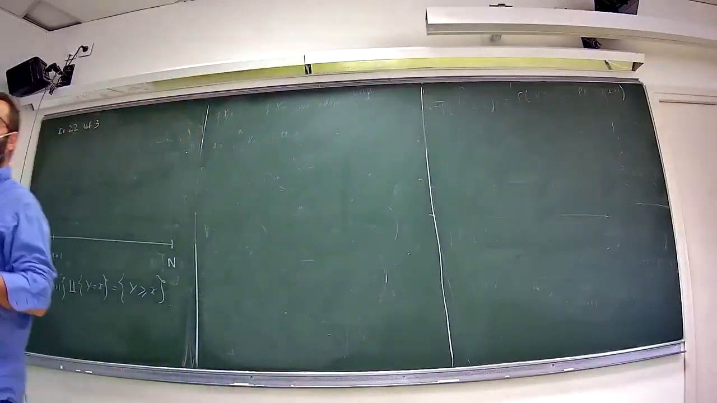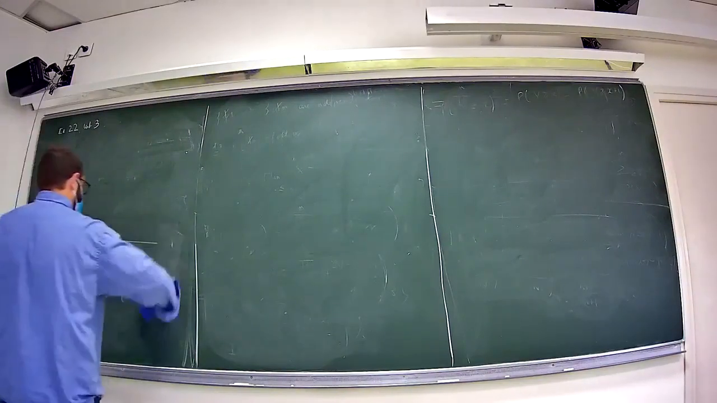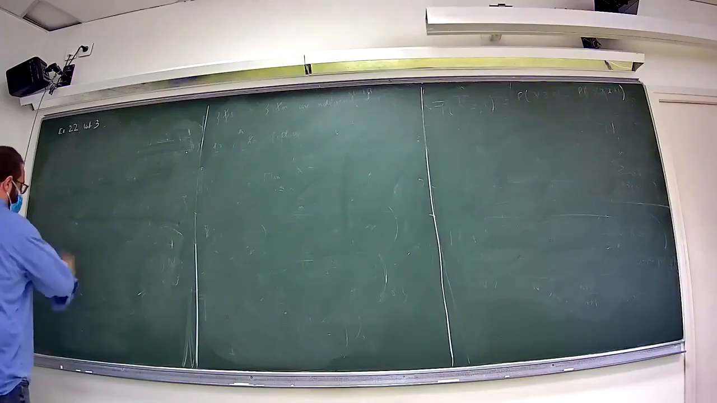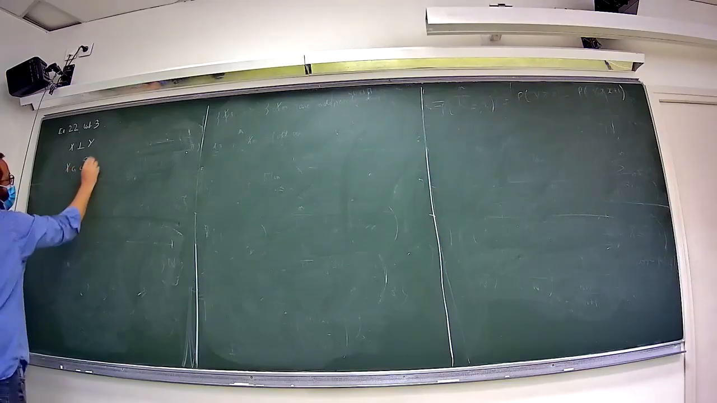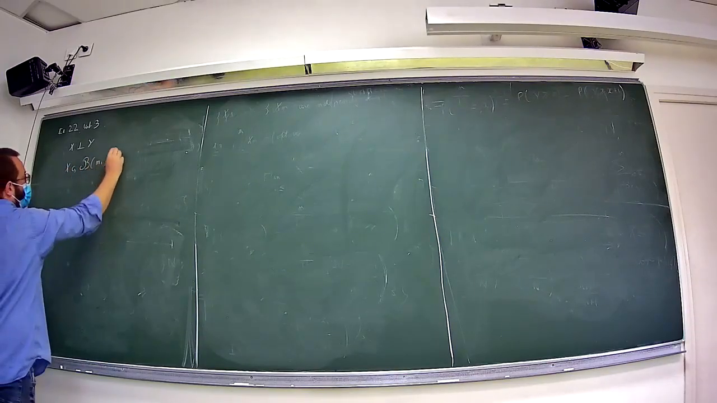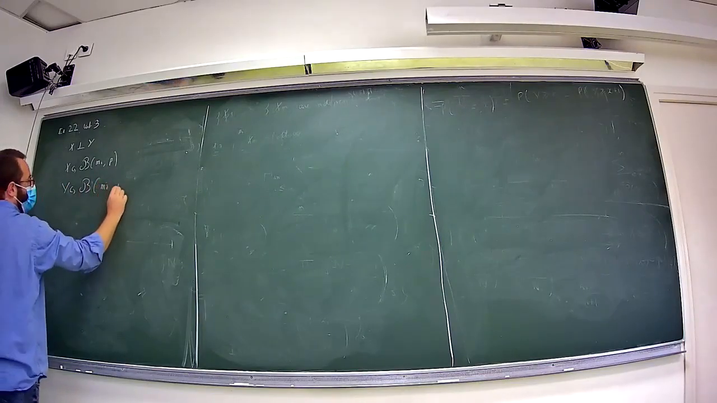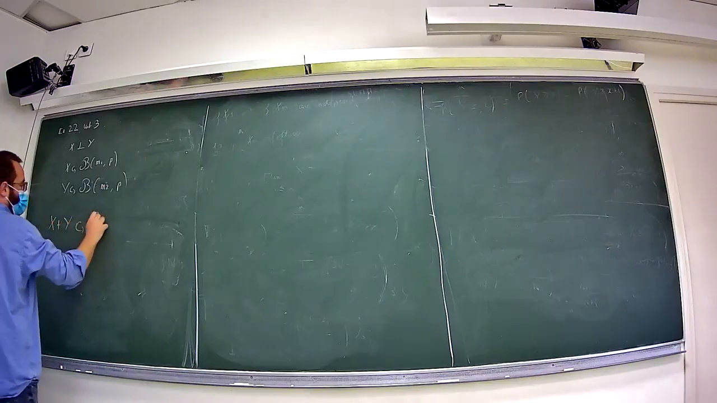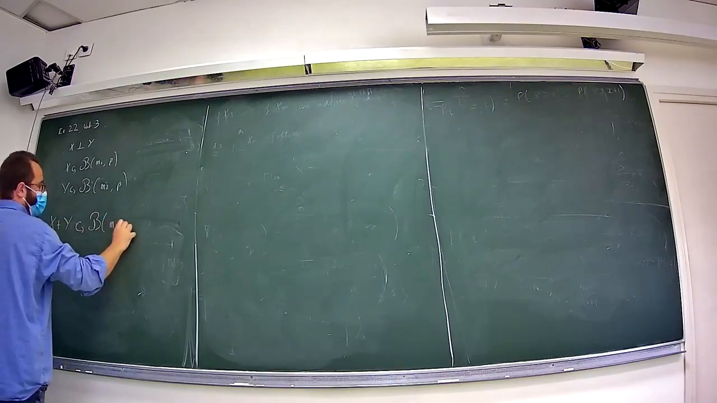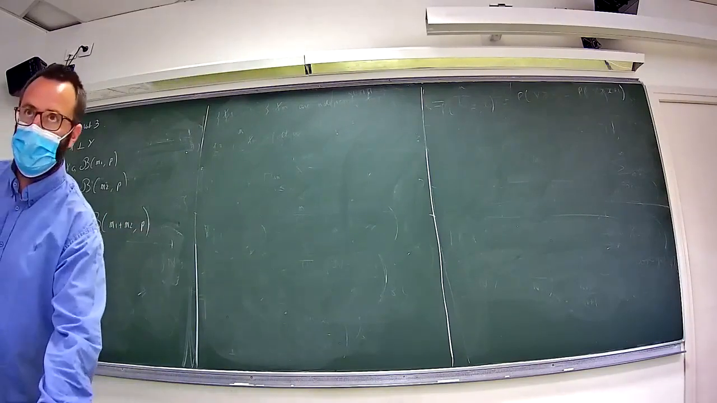So my job is to do the following; I can write the statement in a very compact way. I have X and Y that are independent. X follows the B(n1, p). Y follows the B(n2, p). I want you to prove that X plus Y follows the B(n1 plus n2, p).